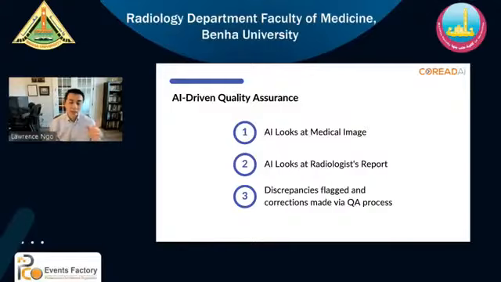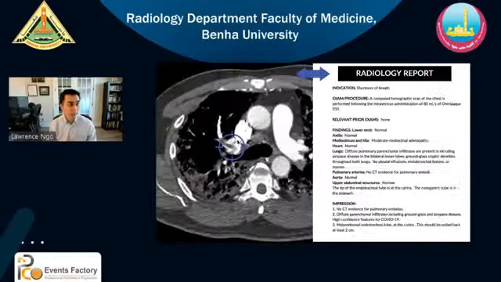And then any discrepancies, any differences between what our vision AI algorithm said on one hand, and what our natural language processing algorithm said on the other hand, if there's any difference between the two, then we flag that study for a QA process. So here's an example. This is a real life example.